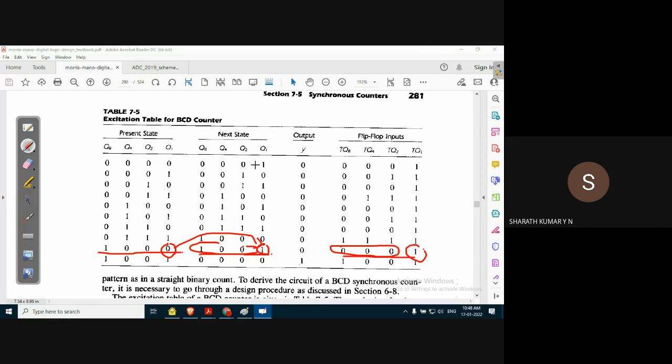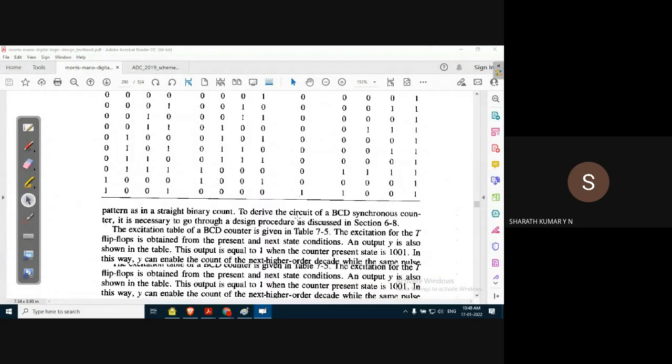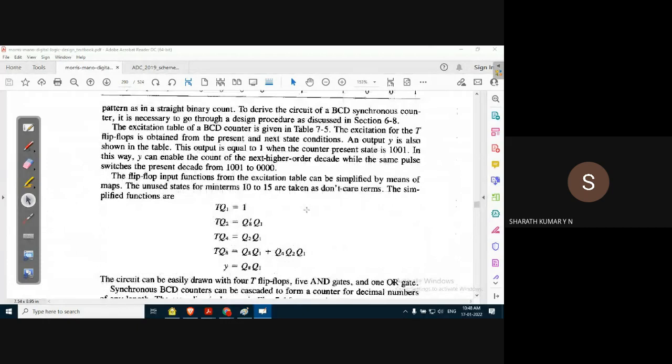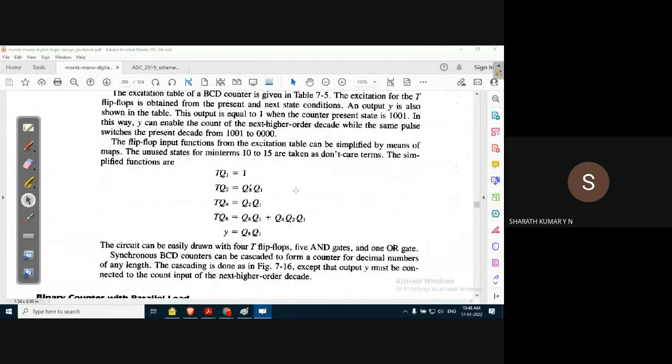Now, how to solve this is very simple. The inputs are known, and this is the output. Use the K-map and simplify the expression. Obtain the simplified expression for the input stage of the flip-flops, that is TQ1, TQ2, TQ4, TQ8. After simplification, we have the expression, and in this textbook, of course, it is assumed that we can solve it using a K-map. Yes, we can simplify it. Yes, there's one more: unused states should be taken as don't care terms.